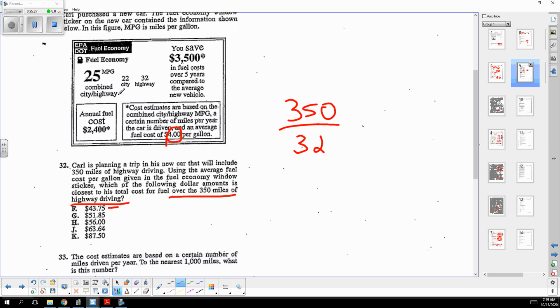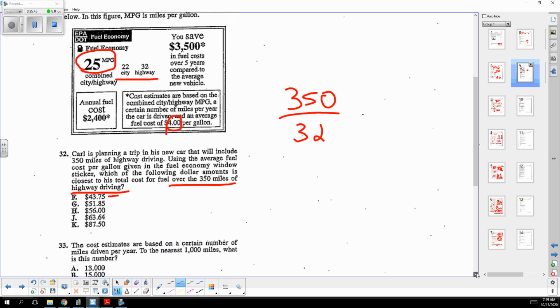Now there's several numbers up here. Notice 25 is the basic mileage. You get better on the highway because you're not stopping and starting. You do worse in the city because you are. So that's why those numbers are there.